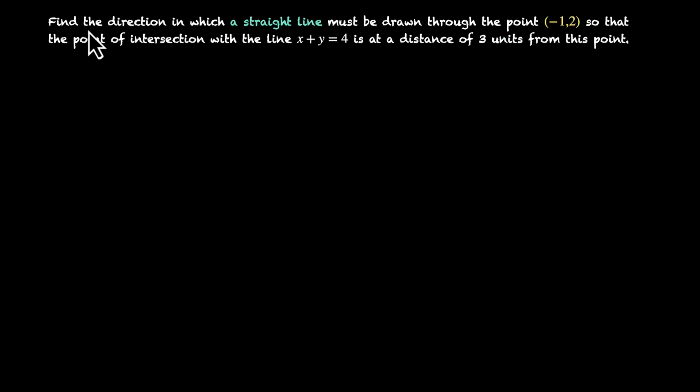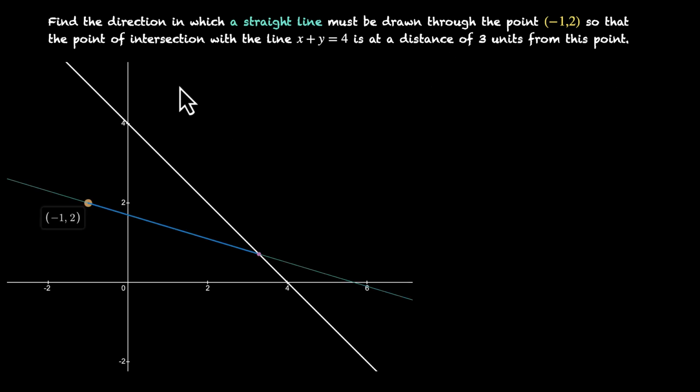Let's solve one more. Find the direction in which a straight line must be drawn through the point (-1, 2), so that the point of intersection with the line x + y = 4 is at a distance of 3 units from this point. So let's break down what the question is saying. Here's the image. We need to find the direction in which a straight line must be drawn through this point (-1, 2).